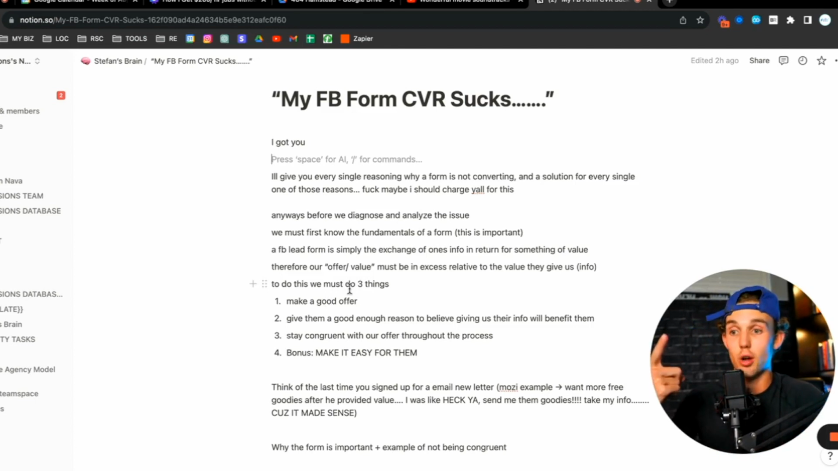To break it down in a simpler format, we must do three things. We have to make a good offer. We have to give them enough reason to believe giving us their contact information will benefit them. And the third thing is we have to stay congruent with our offer throughout the entire process. And last thing is make it easy for them, because the easier it is for somebody to fill out something, the more likely they are to do it, and the less friction involved, the higher chance of converting you will have.